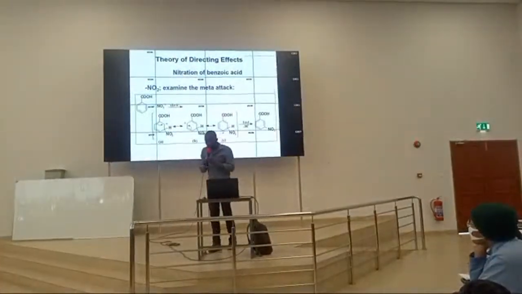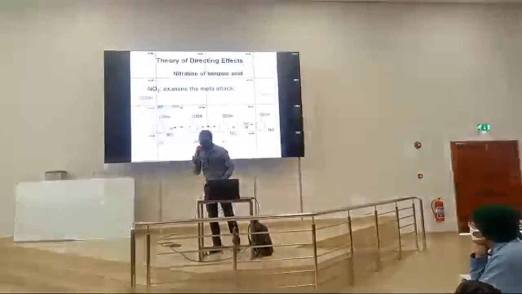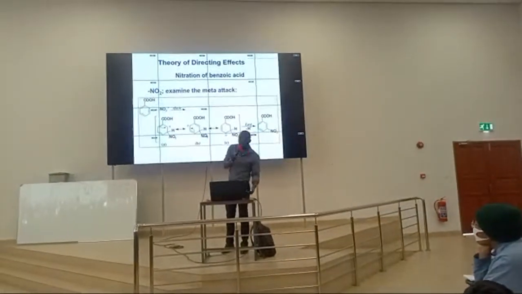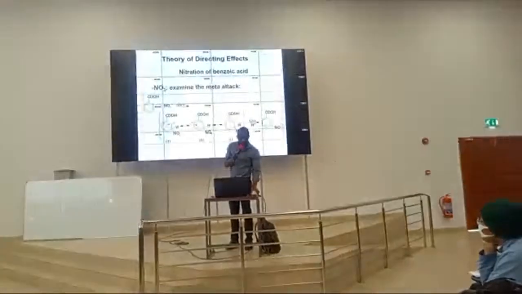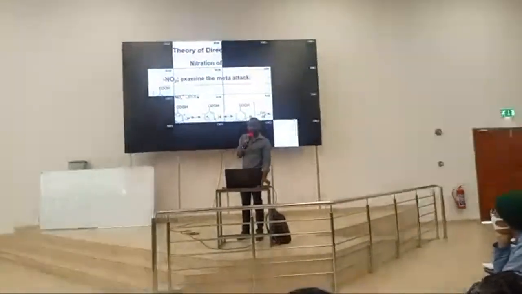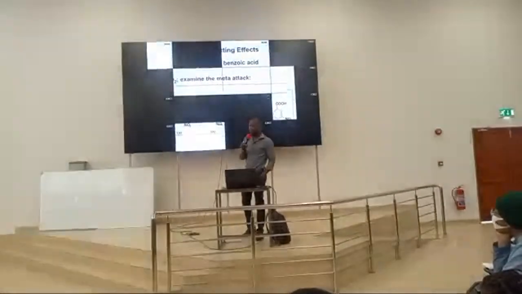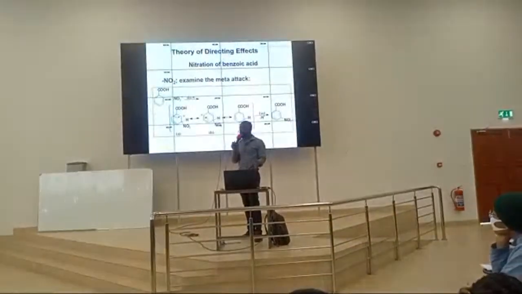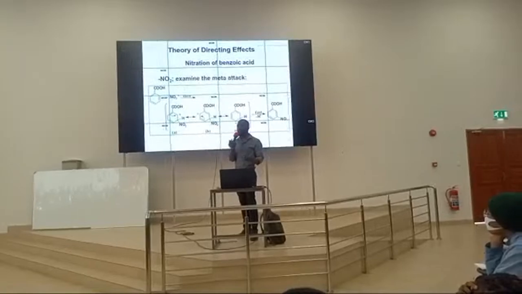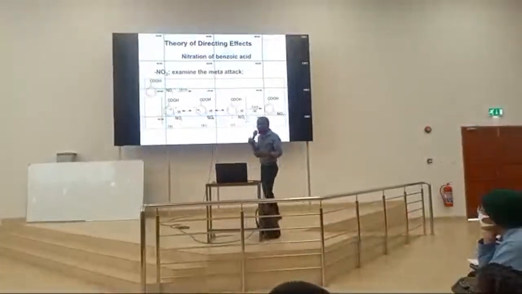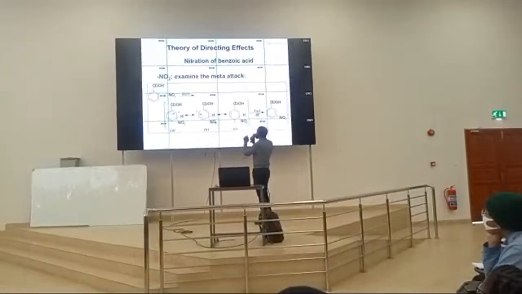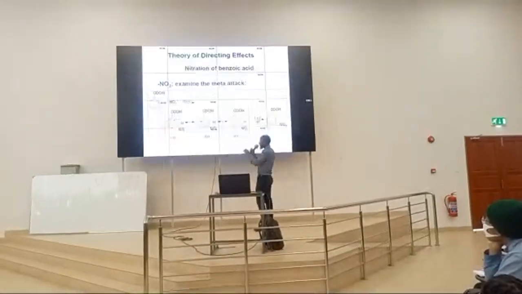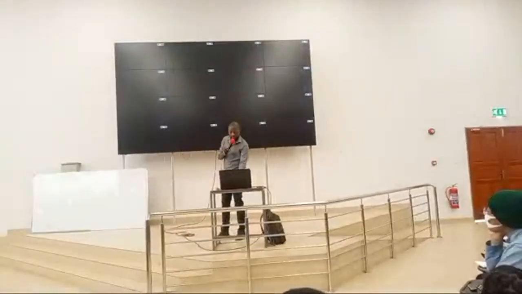So you should never write resonance structures with a lone pair coming from the nitrogen, because it is not there. But when you have an amino, NH2, that has a lone pair of electrons on the nitrogen, that is able to stabilize the carbon via resonance effect, the same way that the oxygen has. Okay, so here we have 3 resonance structures which corresponds to attack on the meta position.